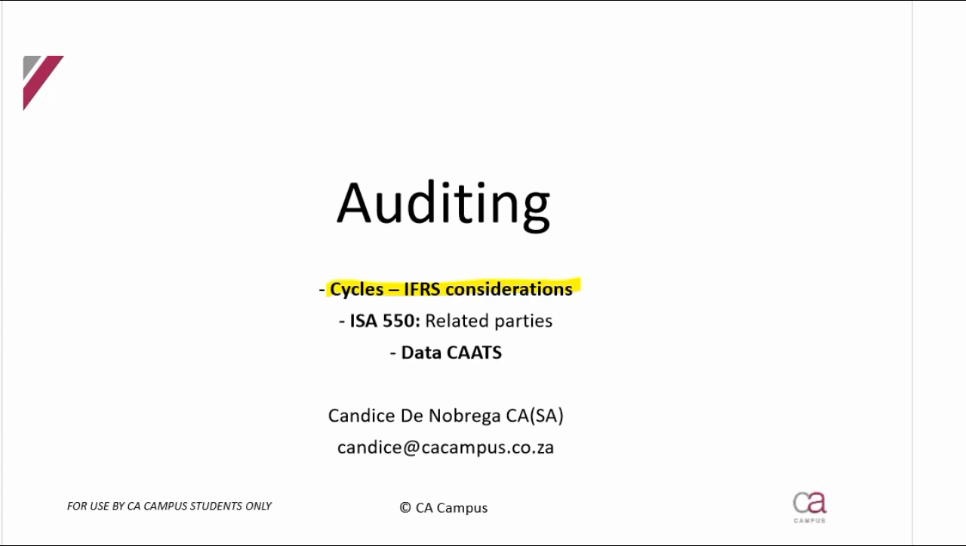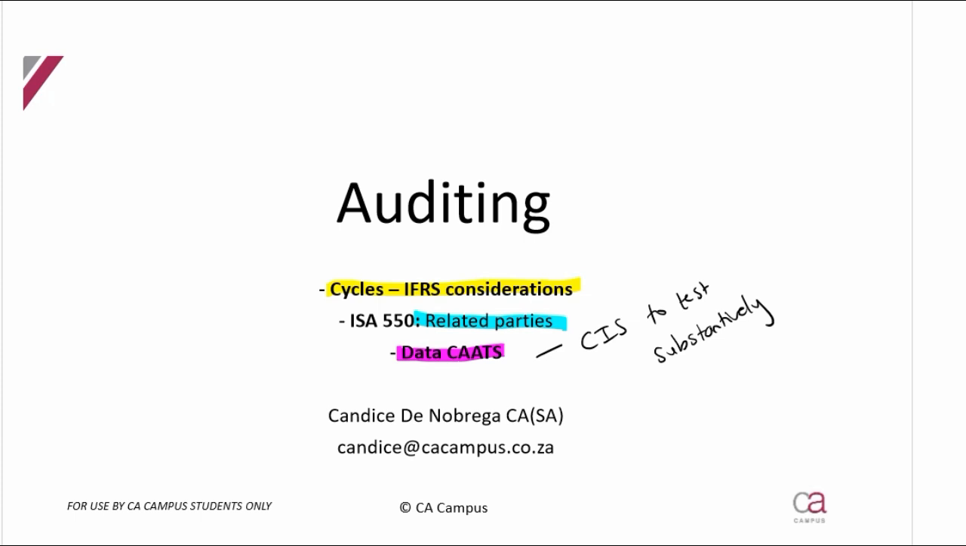Then we're going to look at related parties. From an accounting perspective, once again, you do it in accounting, make sure that you understand your accounting standard. How is it going to affect us now when we need to audit related parties? That's going to be our focus. And then finally, data CAATS. So data CAATS being using the computer information system to test substantively now.